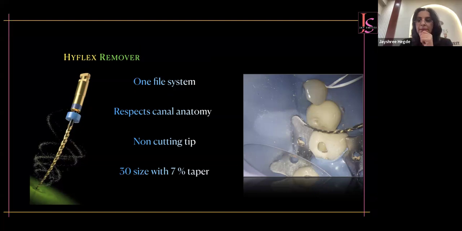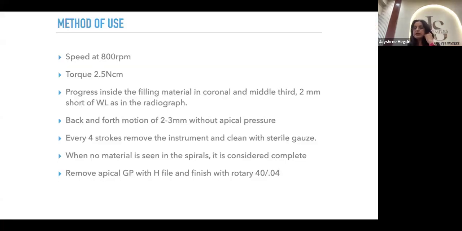Now, these instruments come in two lengths, 19 mm and 23 mm. It's not 21 and 25. It is 2 mm short of the standard instrument length. That's because you have to stop using the rotary instrument 2 mm short of your working length. The GP in the remaining 2 mm has to be removed with the hand instrument, because those are very delicate areas.